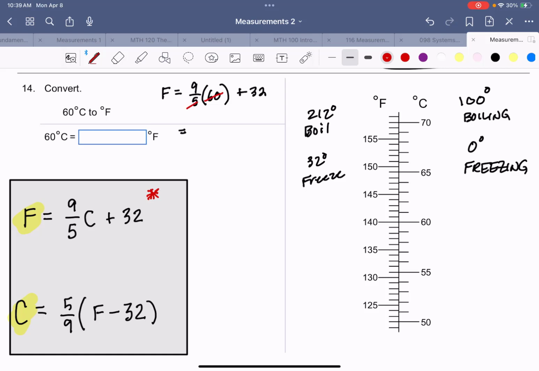Okay. And this 5 is on the bottom. It'll go into this 60 12 times. So 9 times 12 is 108. So do your multiplication first. That's 108 plus 32 is 140. So 60 degrees Celsius is 140 degrees Fahrenheit. And if you look at the thermometer, that's confirmed. So look at how the 60 degrees lines up with the 140 perfectly. However, if it didn't line up perfectly, you didn't have the thermometer, you would need to use the formula.